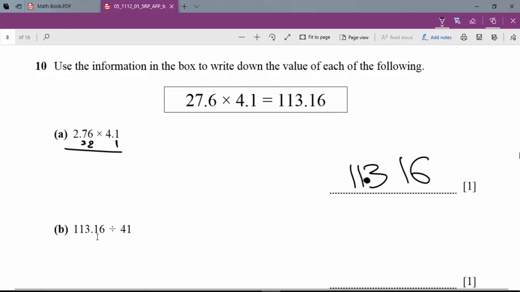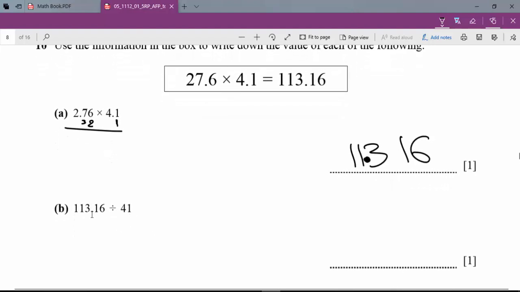For division, if we divide 113.16 by 4.1, the result will be 27.6. But look at here. Here we have 2 decimal places that are divided by 41. It means we will have only 1 more decimal place, like 2.76. We cannot have 2 decimal points. So this is the result.